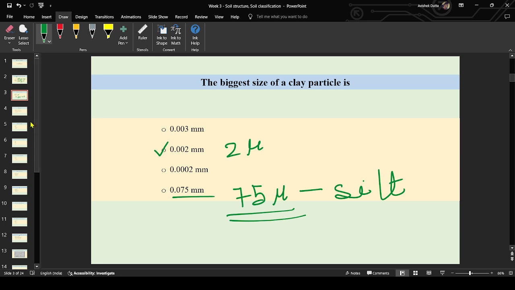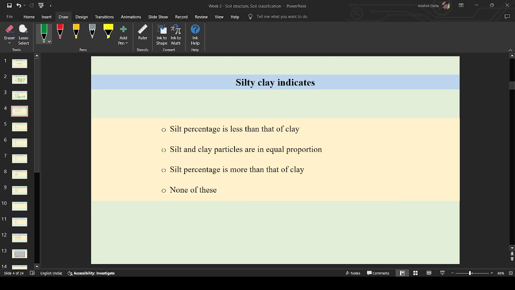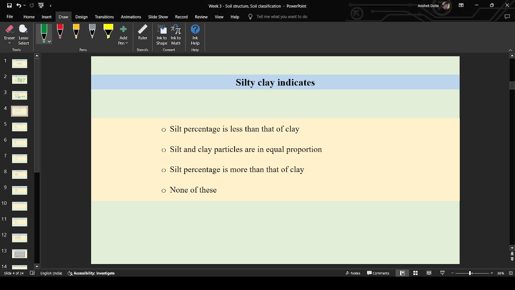Okay. Next question. Silty clay indicates. What does silty clay indicate?